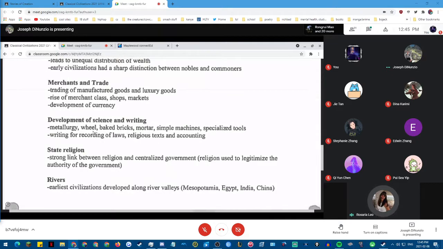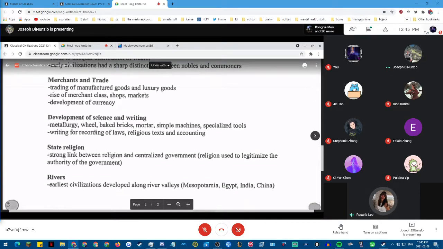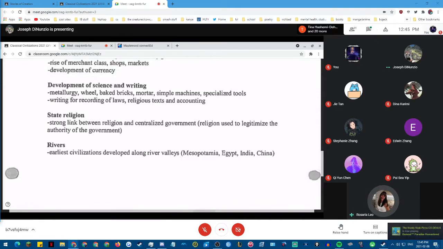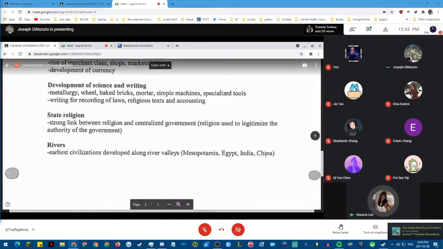Next is state religion. Strong link between religion and centralized government. Religion used to legitimize the authority of the government. Rivers: earliest civilizations developed along river valleys. Mesopotamia, Egypt, India, and China.